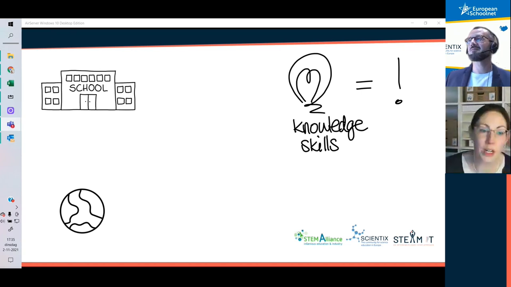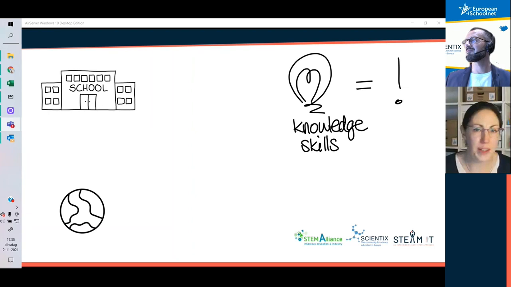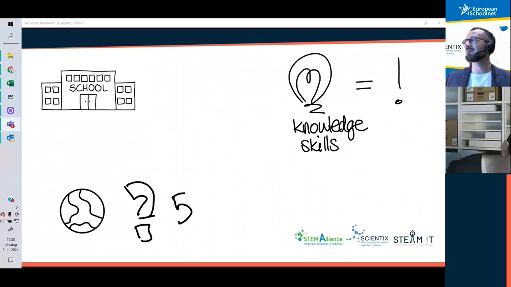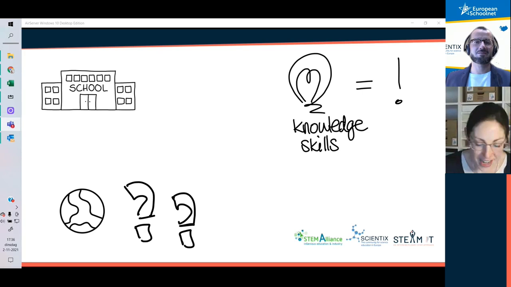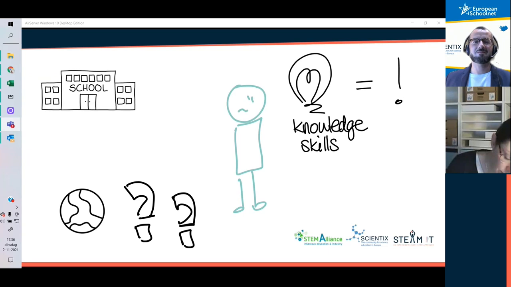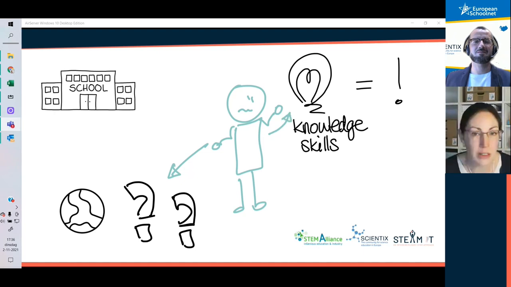But then we have the global goals, and we show them: there's a food shortage, there is plastic soup, and there are a lot of problems in the world and a lot of large questions we have to solve. So that is why you need to learn what we teach you. That is why we give you the stuff you learn at school. But a student doesn't know how to translate those really large questions into the knowledge and skills we teach them at school. How do they use the knowledge and skills to answer those questions?